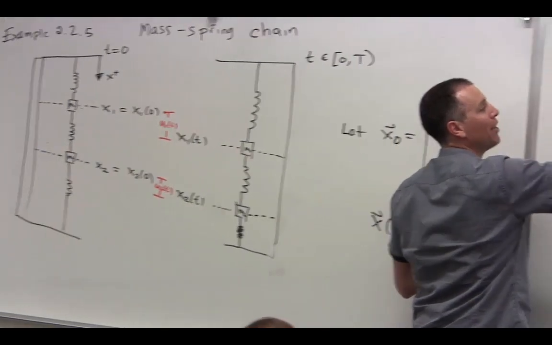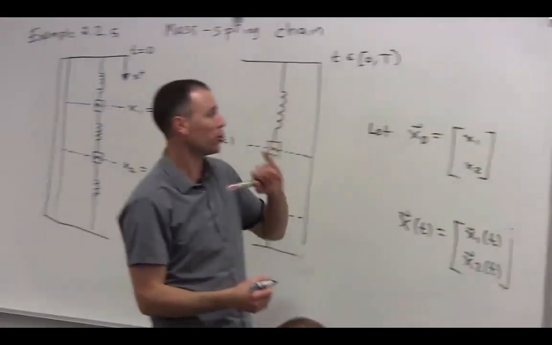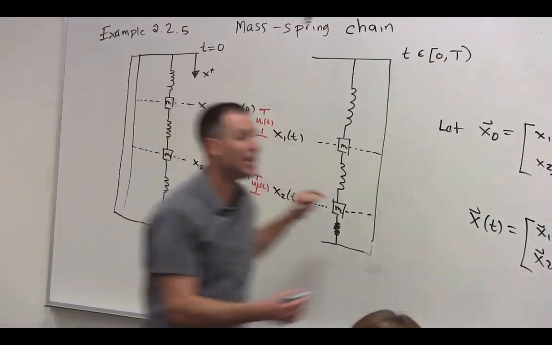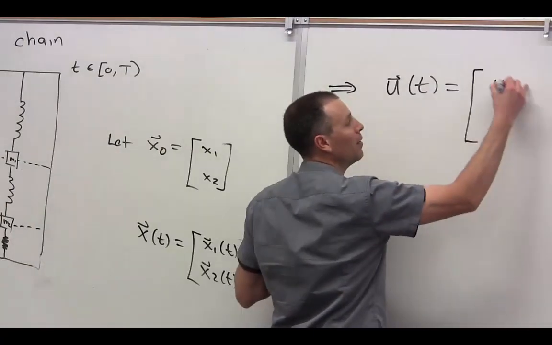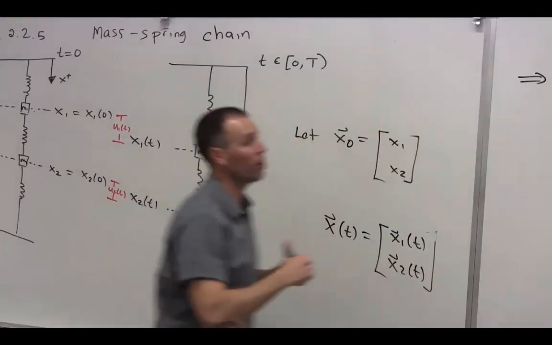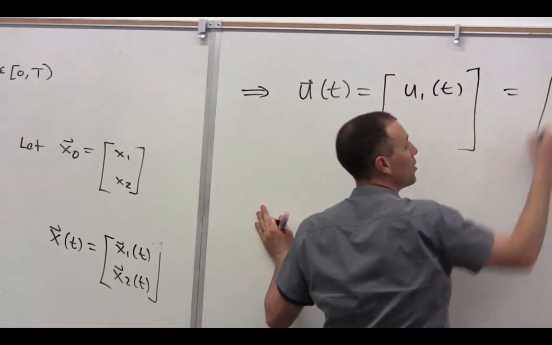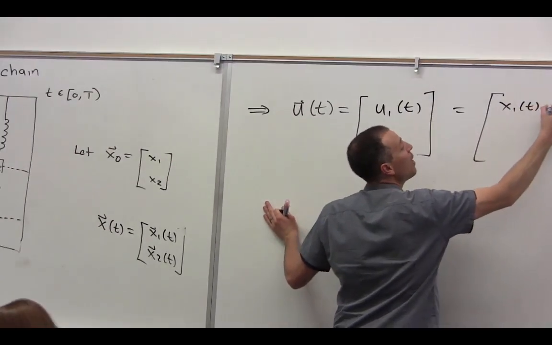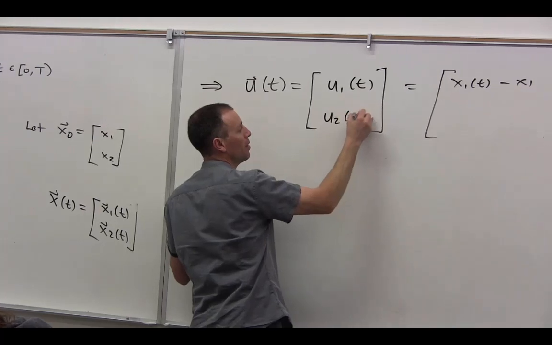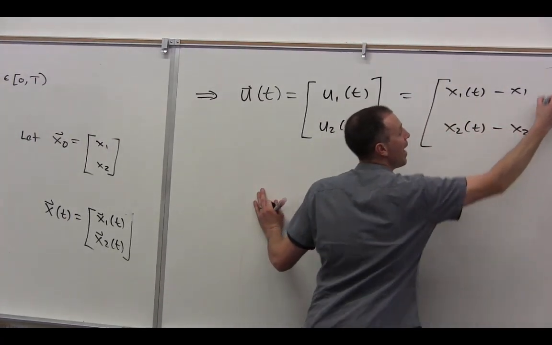How might you define u of t? Well, let's do the component definition of u of t. What's the first component of u of t? u1 of t. And what would u1 of t be? What would it track? Oh yeah, you're a little bit faster than old Anderson. So you said this would probably be x1 of t minus x1. What about the second component? x2 of t minus x2.